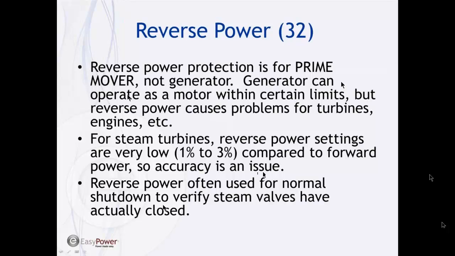In steam turbines, it's also common these days to use reverse power for normal shutdown, and that's to verify that the steam valves have actually closed. Historically, there's been a lot of cases where the indication said the steam valves were closed and they were not closed, and as soon as the field was removed, the generator went into overspeed and self-destructed. So it's common now to use reverse power to prove that the steam valves have closed. So that's another use for reverse power.